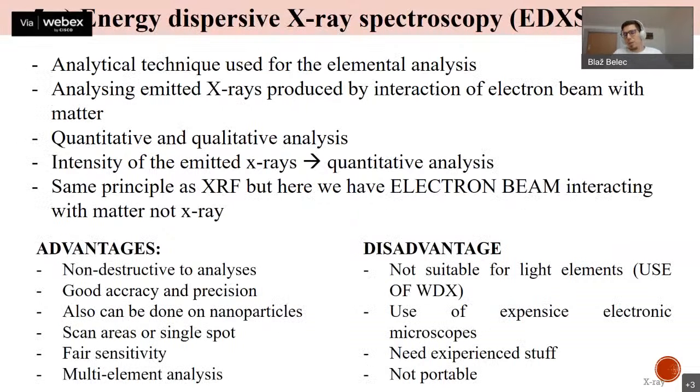So a really common method that uses X-rays is energy dispersive X-ray spectroscopy. It's used for elemental analysis, analyzing emitted X-rays produced by the interaction of an electron beam with matter. It can be used for quantitative and qualitative analysis. Of course, the position of the peak at a certain energy is meant for qualitative analysis, and the intensity of the peak, so the area below the peak, is meant for quantitative analysis.